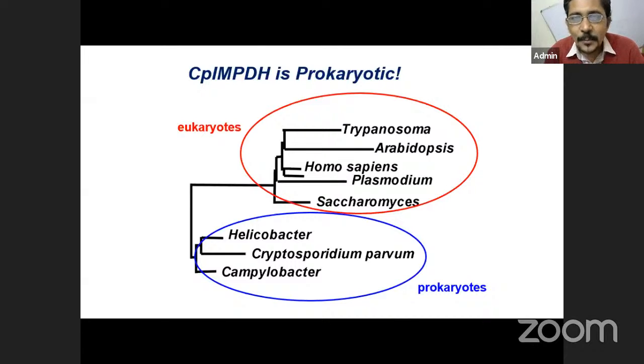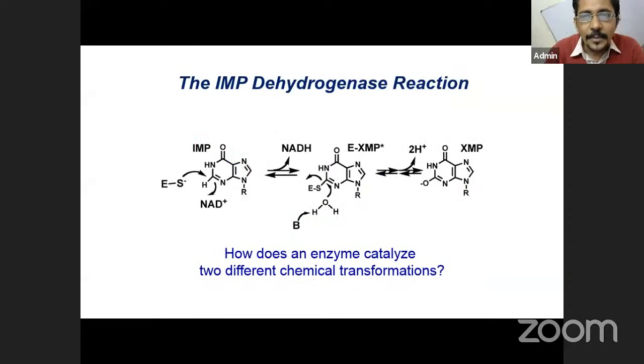The reason is very important. If you want to target a prokaryotic pathogen versus a eukaryotic pathogen, your approach is going to be very different, because prokaryotic and eukaryotic pathogens have very different natures. So the IMPDH reaction, if you look at it a little more carefully, what happens in the course of the reaction?